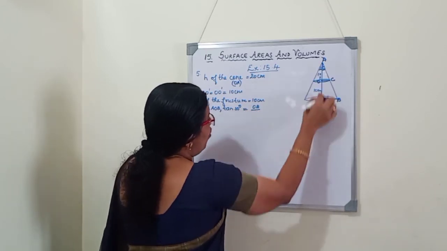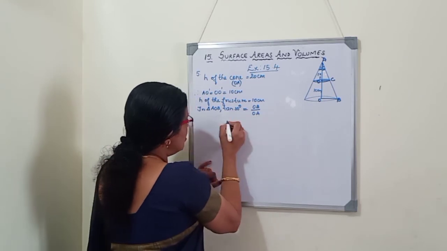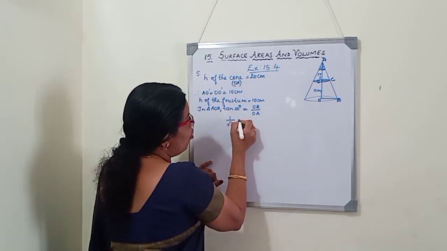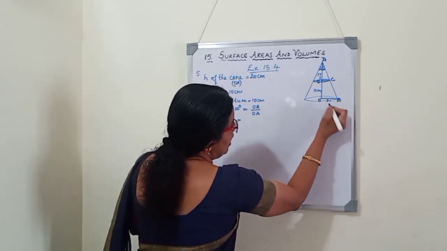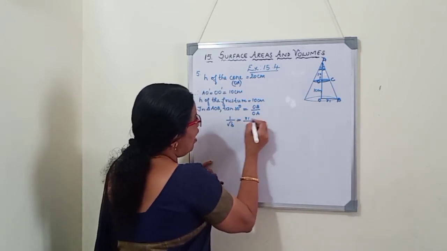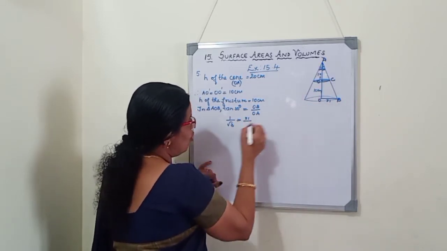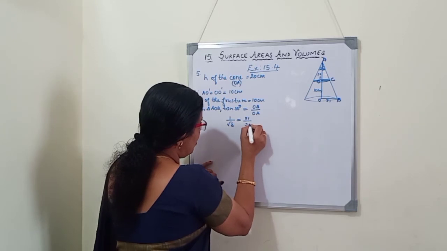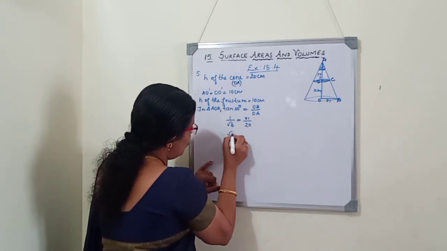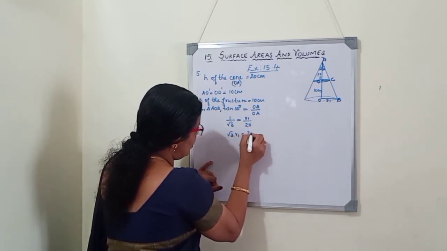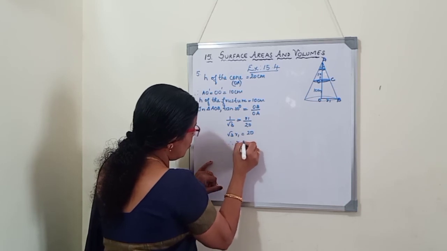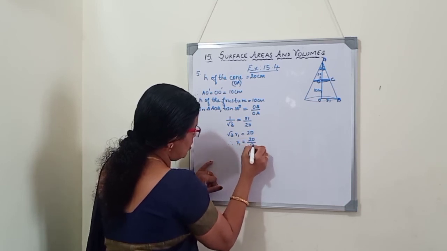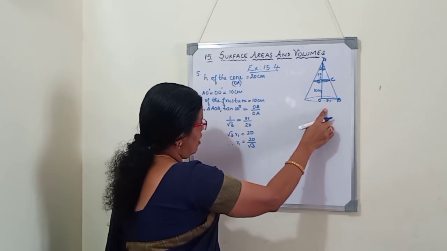Adjacent side is OA. Tan 30 is 1 by root 3. OB, the bigger radius, we will consider as R1, and OA is the height of the cone, that is 20 centimeter. Cross multiply: root 3 R1 is equal to 20. Therefore, R1 is equal to 20 by root 3. So, we will get the value of R1.